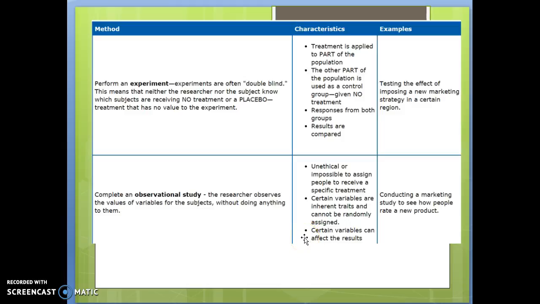Certain variables can affect the results. Here's an example. Conducting a marketing study to see how people rate a new product. You are doing a study, you're surveying them. That survey acts as a way you observe how they think. But you are not applying new strategies to a group of people to see how that will affect them.